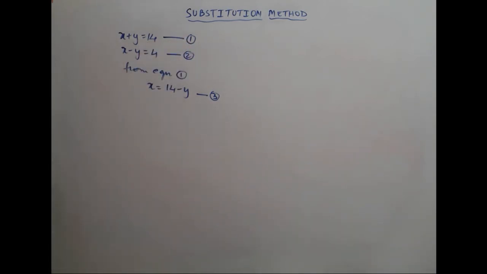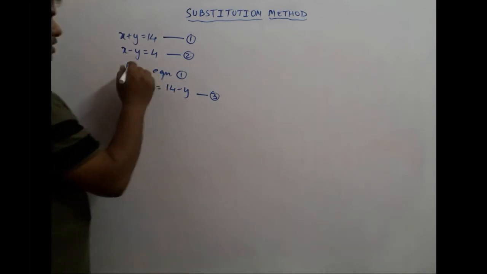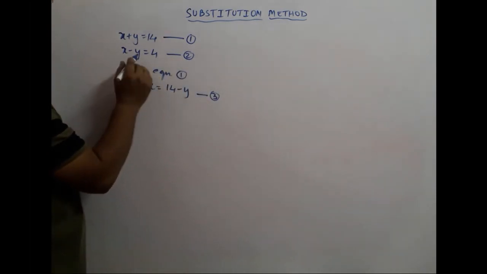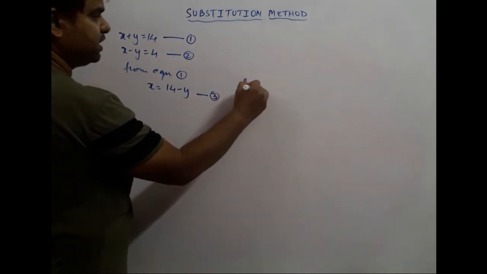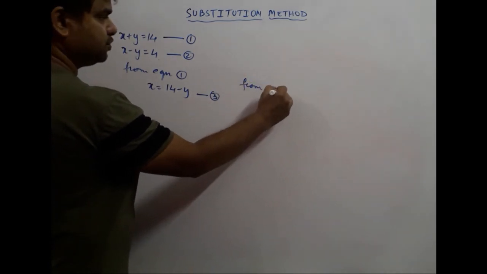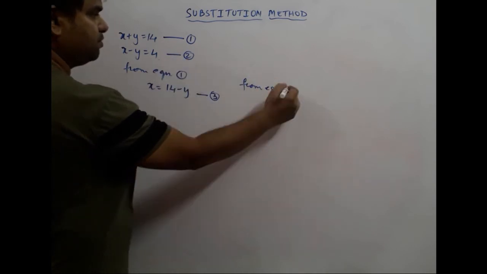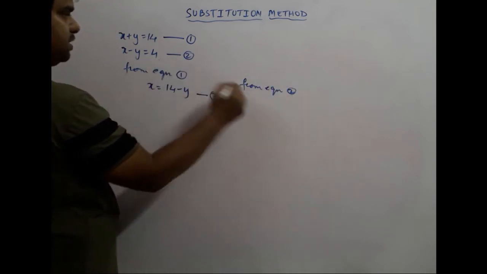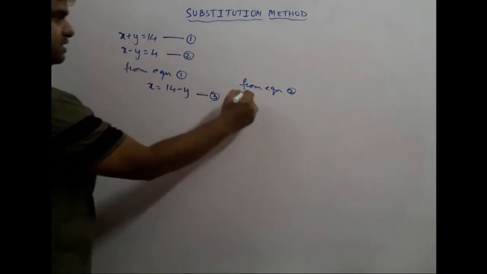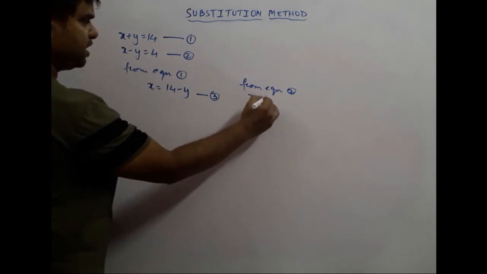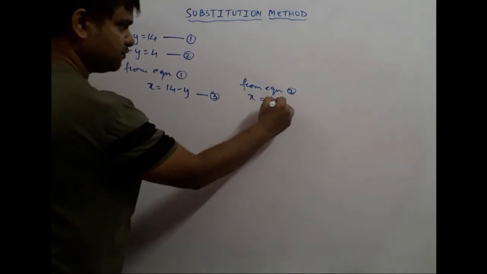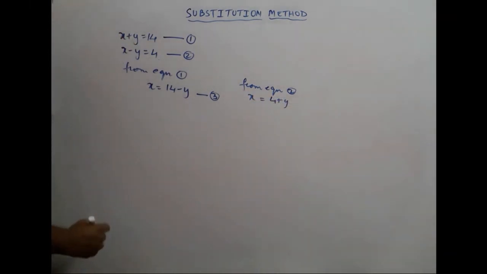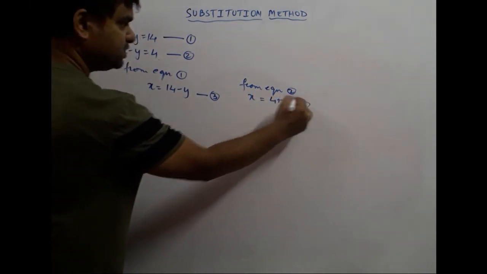For example, if I had taken equation 2, as I'm showing you side by side, then I would have kept x on the same side, and y I would have taken to the other side. Since it is negative, it would have become positive. So x equals 4 plus y, and this I would have marked as 3.